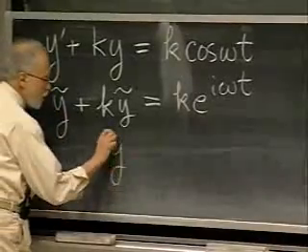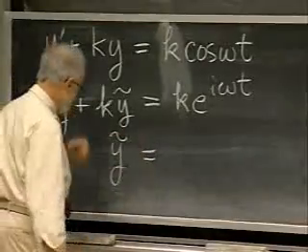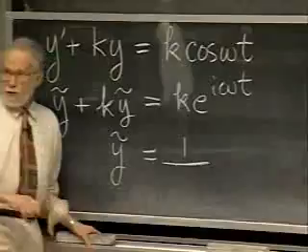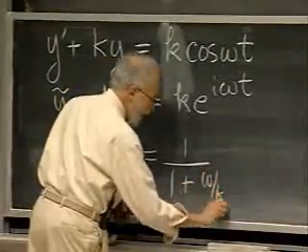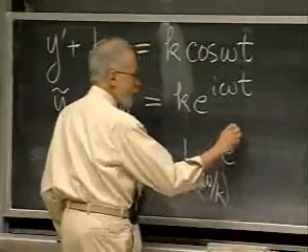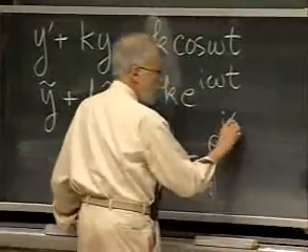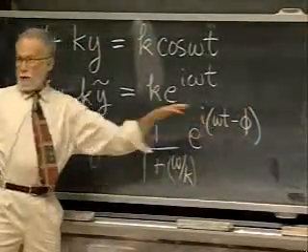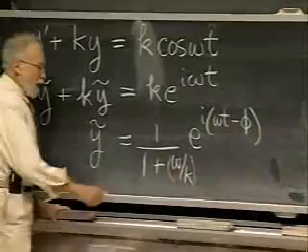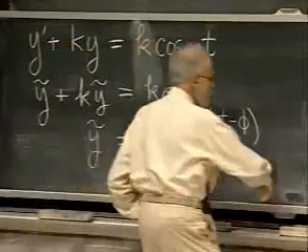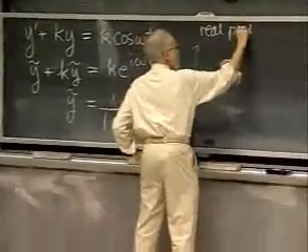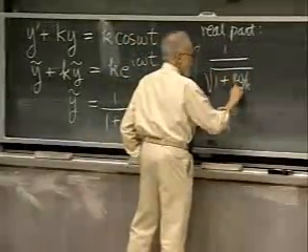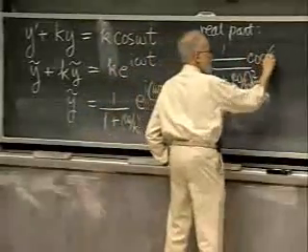So the result was, after doing that, y tilde turned out to be, after I scaled the coefficient, 1 over 1 plus i omega over k, and then the rest was e to the i times omega t minus phi, where phi had a certain meaning. It was the arctangent of, it was a phase lag. And then I had to take the real part of this to get the final answer, which came out to be something like 1 over the square root of 1 plus omega over k squared as the amplitude, and then the rest was cosine of omega t minus phi.